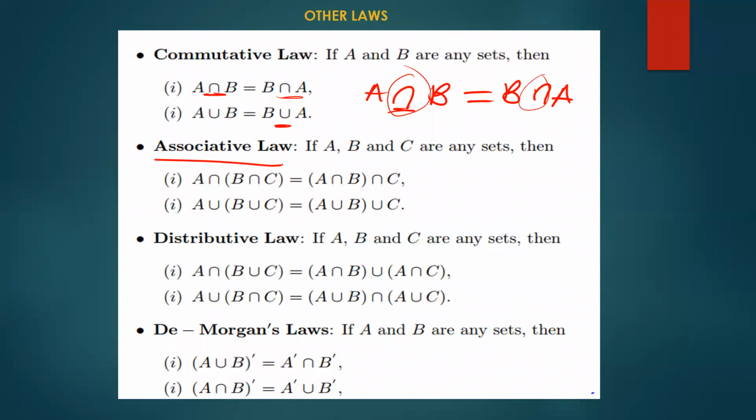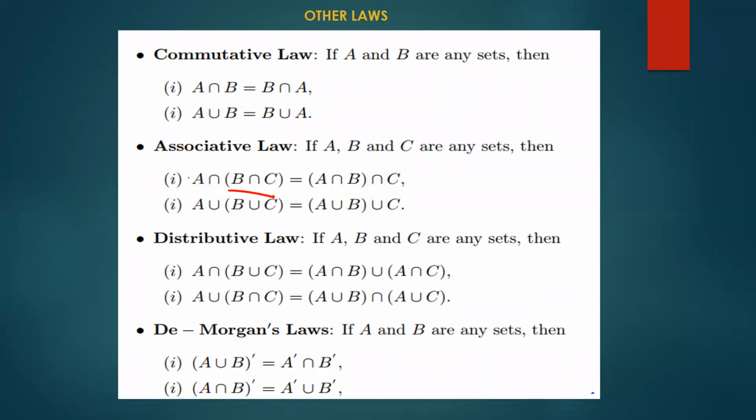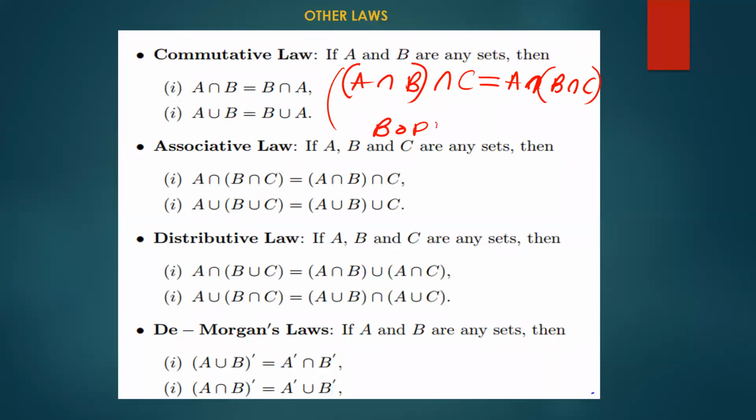When you talk about the associative law, it states that if you change the brackets, if you have A intersection B intersection C, and you put the brackets on this side, this is just the same as having A intersection B intersection C with the brackets on that side. When you are solving any mathematical problem, you always follow what is known as BODMAS. This BODMAS states that you start with what is in the brackets.